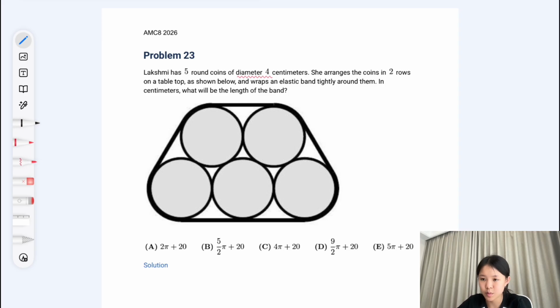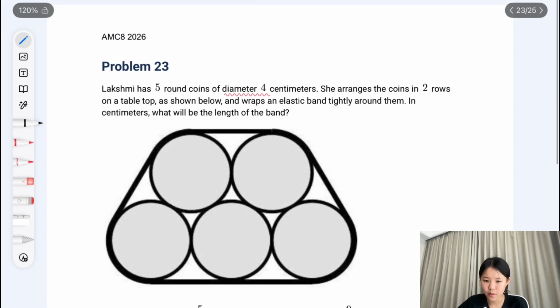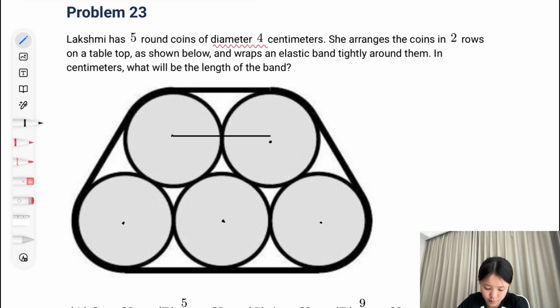So when you're looking at these problems, at first glance they look very complicated. Like, what can I do with this? But first, what you can do is connect all the centers of all the circles, and that'll make all these lines more apparent, and it'll be easier to calculate.